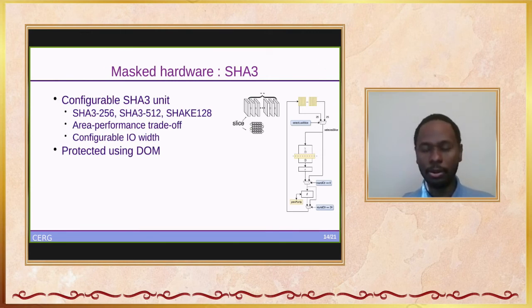This is how our SHA-3 unit looks. And basically, this is a very configurable SHA-3 unit. It can do SHA-3 256, SHA-3 512, and SHAKE 128. And it has a very flexible design. We can do a performance-area trade-off, and basically that's done by configuring the number of slices that we can process every clock cycle. Domain-oriented masking was used to protect this design.